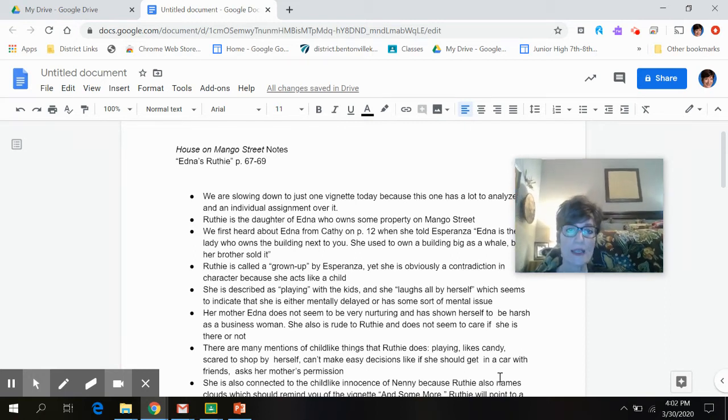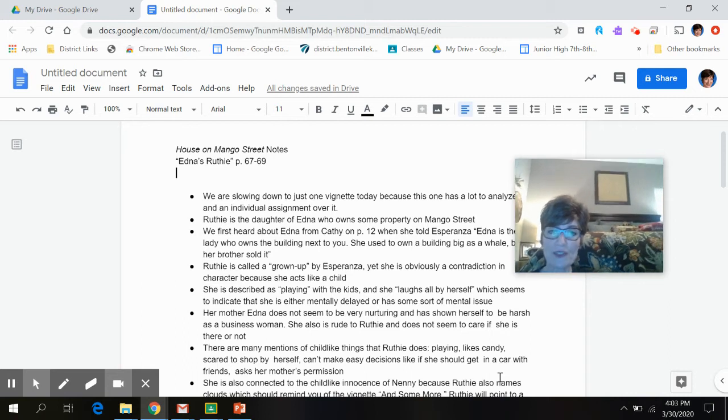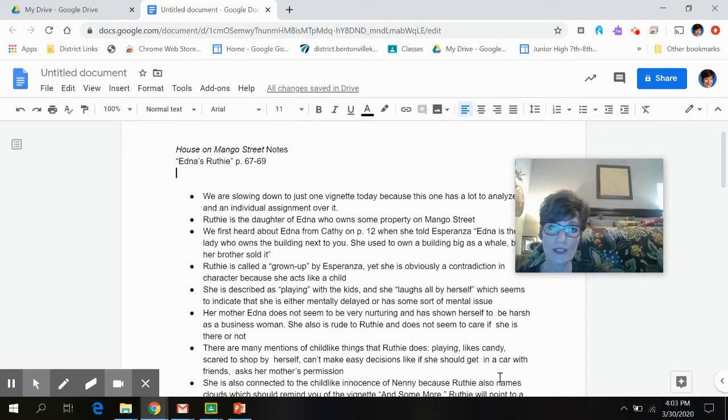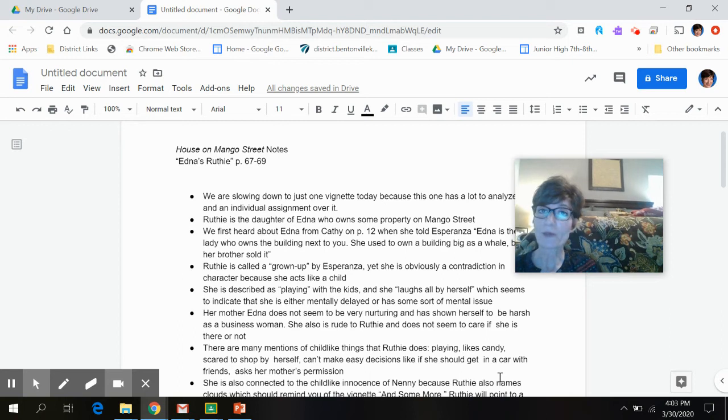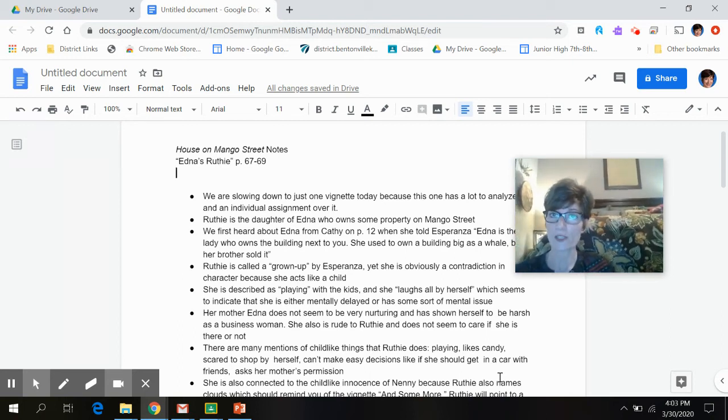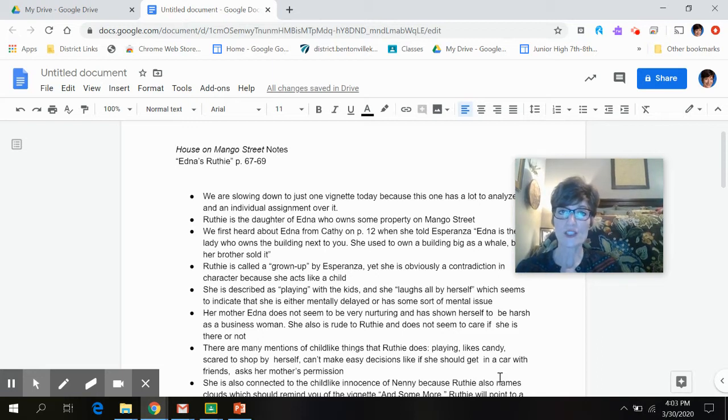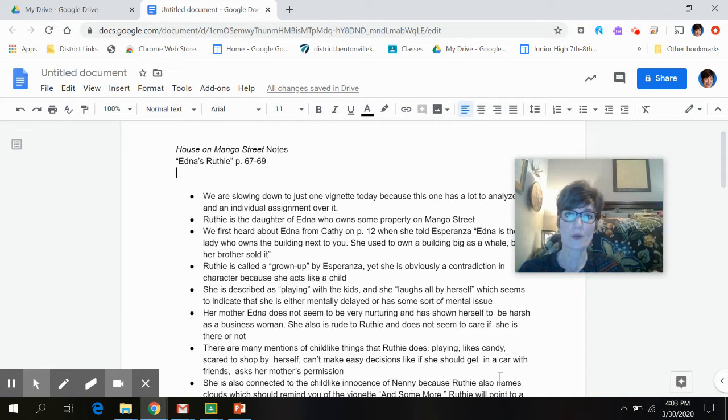Edna's Ruthie is on page 67. I think you'll see a lot of connections as we get into this vignette to other vignettes. I tried to put some things in the notes about connections to other places where you've seen other examples of motifs or character contrasts to this character named Ruthie. Now, Ruthie is a very unusual character. She's probably one of my favorite characters in this book. We never see her again, just like all the other characters who are only in one vignette. But she is so different than the other characters in the book that I think it's a really important contrast. So we're just going to read first of all.